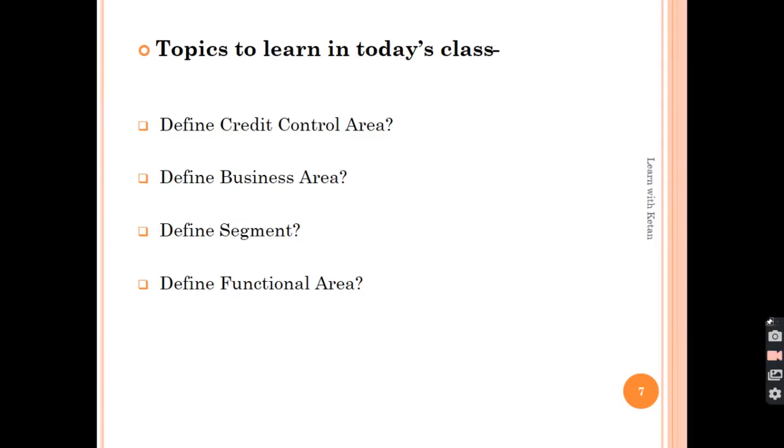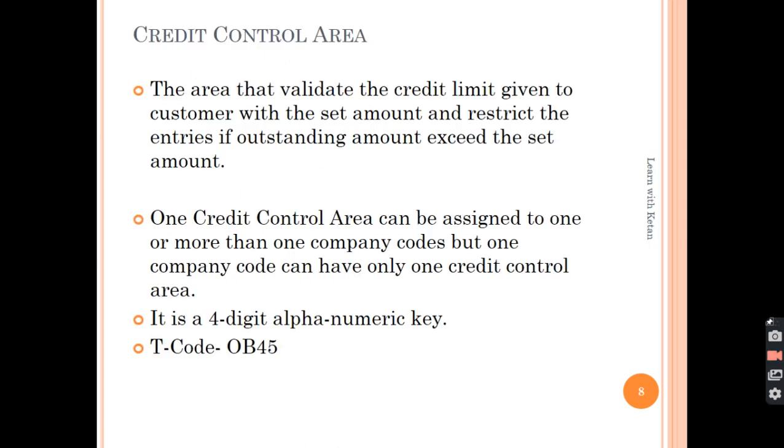Hello everyone. In today's class, we will understand the following topics that you can see on the screen. Define credit control area, define business area, define segment, and in the last, we will understand define functional area. And after understanding the basic concept of all these topics, we will see the practical example in SAP S/4HANA how to create all these areas and segment. So let's start with the first one, that is credit control area.